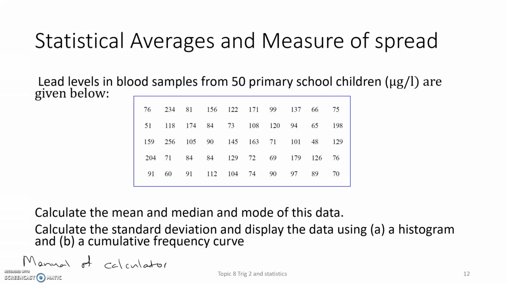Now there are two sorts of standard deviations. There's one for a population, where it's all the data, and there's another one for a sample, where it's some of a population.